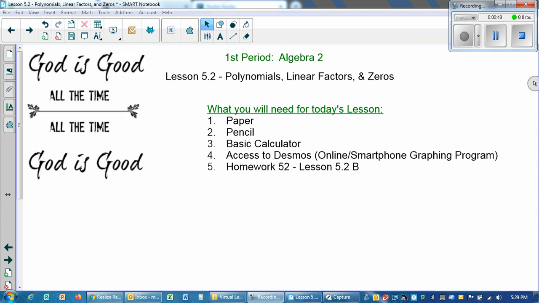On Wednesday's lesson, we will go over homework 51 and homework 52, and making sure you understand all of those answers correctly before getting prepared for your next quiz. So, without further ado, here we go.